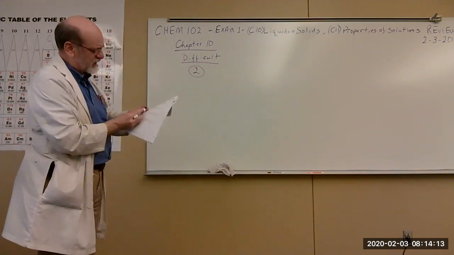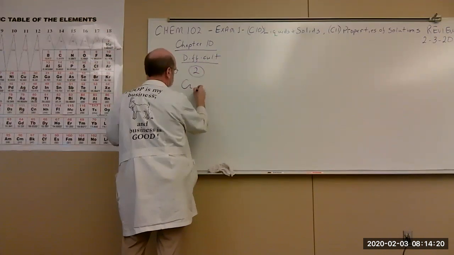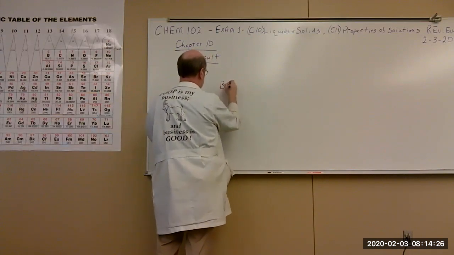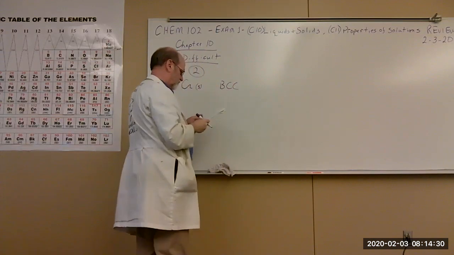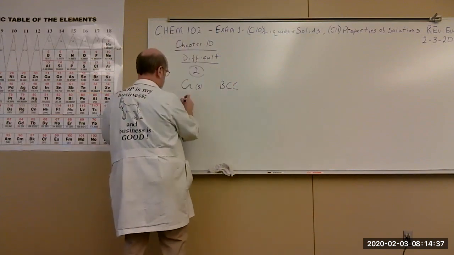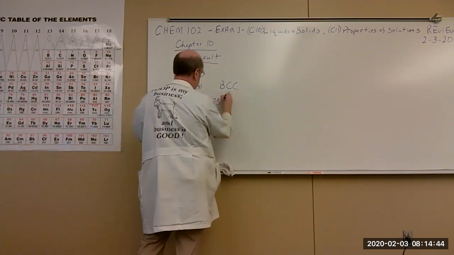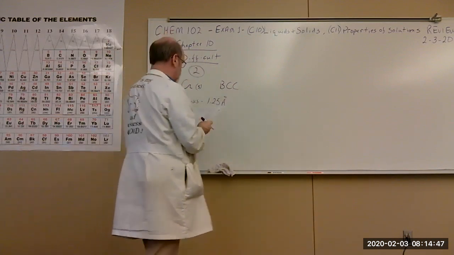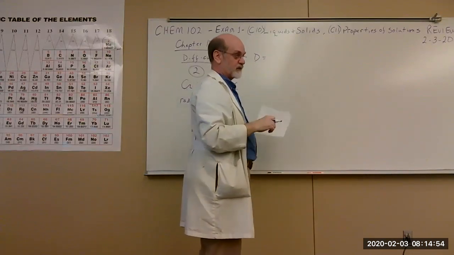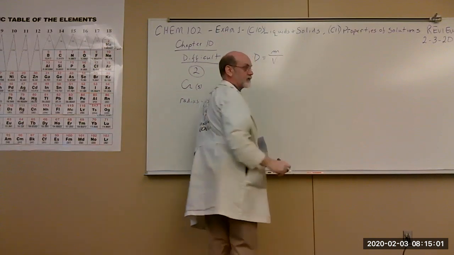Chromium metal crystallizes as a body-centered cubic lattice. So if the atomic radius of chromium is equal to 1.25 angstroms, what's the density? The question is density. What do we need to know to calculate density? We need to know the mass and the volume that that mass occupies.